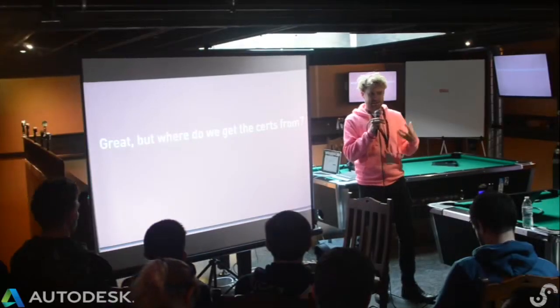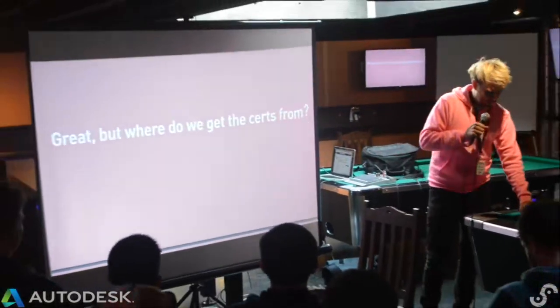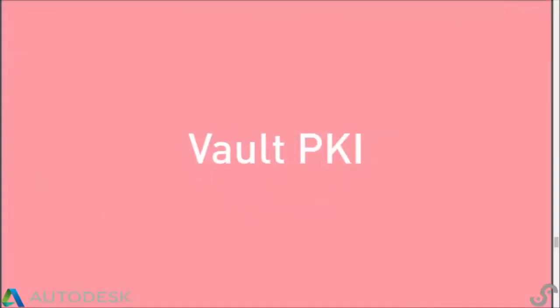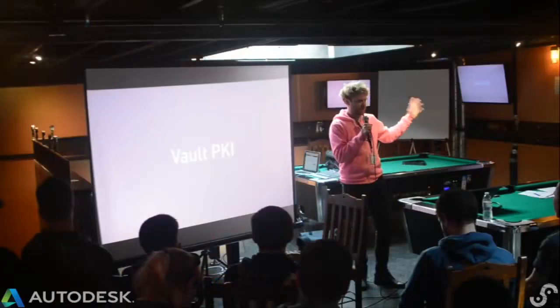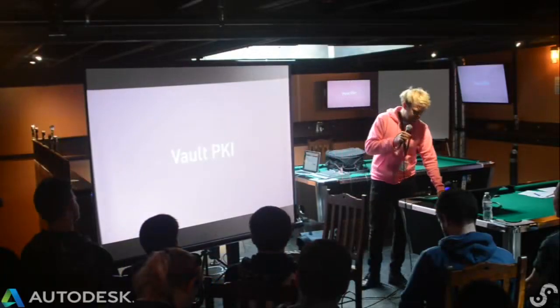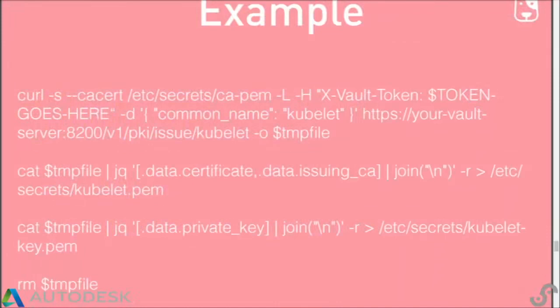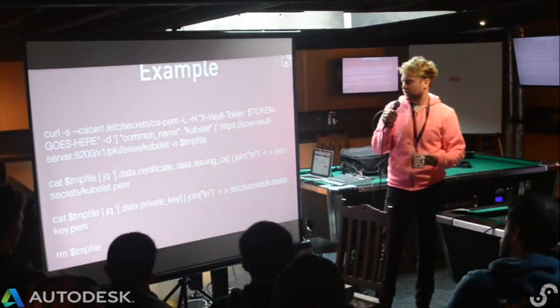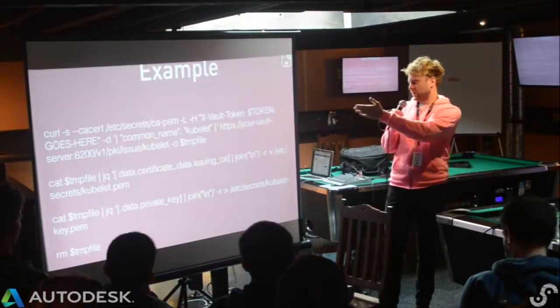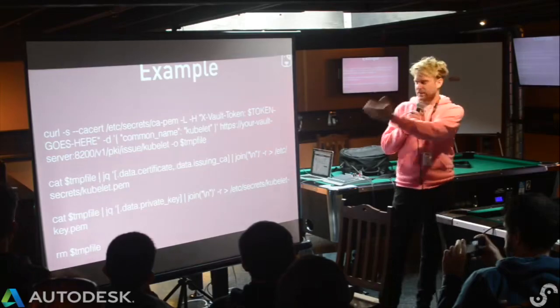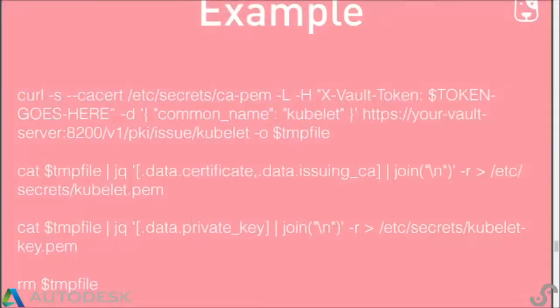But where do we actually get these certificates from? We get them from the Vault PKI. And once you've done all the painful work of setting up Vault and the Vault PKI, which, as I mentioned, is a whole separate talk, then it's as easy as this. You just do a simple curl, include your Vault token there, and specify what you want the CN, the common name, to be. In this example, we're grabbing one for the kubelet, catting this to a temp file, doing a little parsing, and then removing that temp file.